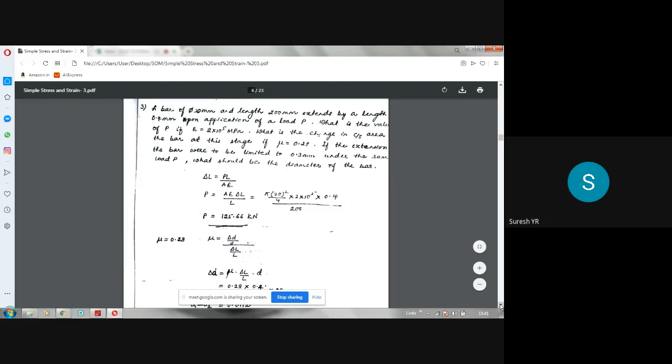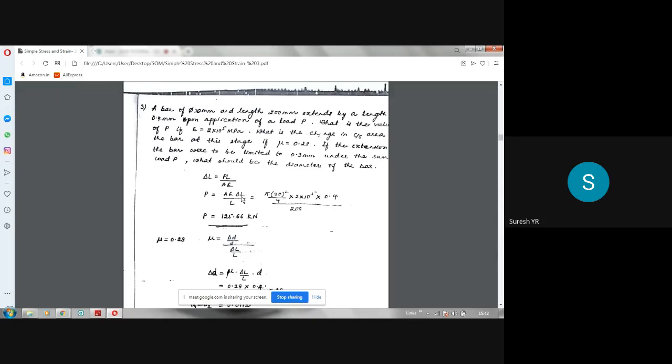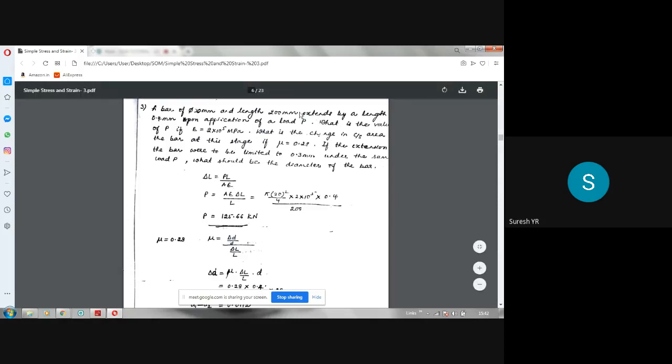So let us take one by one. First, let us find out P. He has given that it is a uniform bar or a prismatic bar of diameter 20 mm. The simple formula to find deformation is delta L is equal to PL by AE. This is the first initial derivation we have done. So PL by AE, substitute. Here delta L is how much? Delta L is 0.4 mm. See here, extends by a length of 0.4 mm. E value is 2 into 10 power 5. A value, the diameter is 20 mm, so A is pi d square by 4. Pi into 20 square by 4, divided by L.